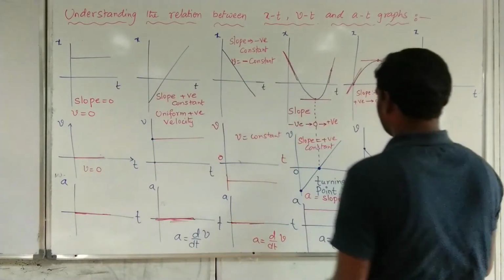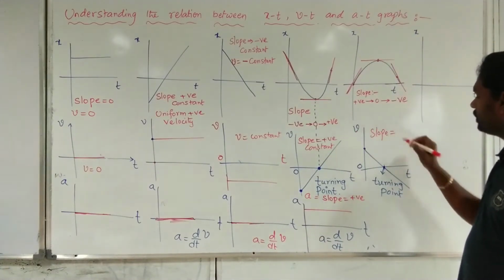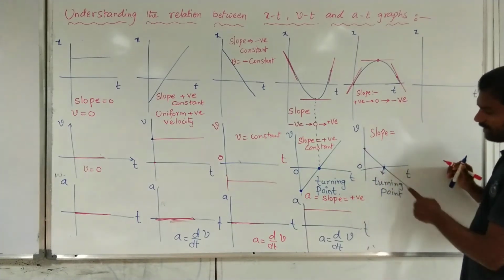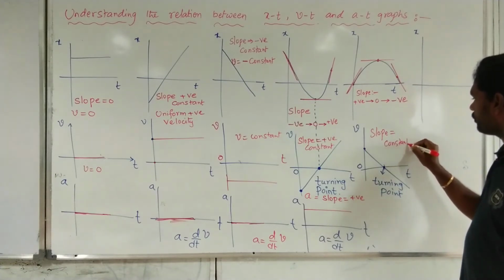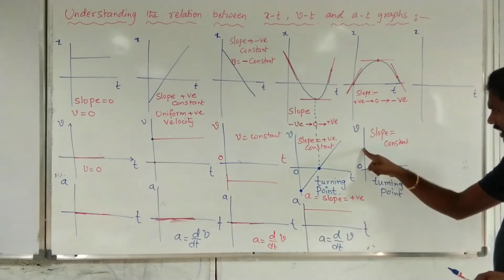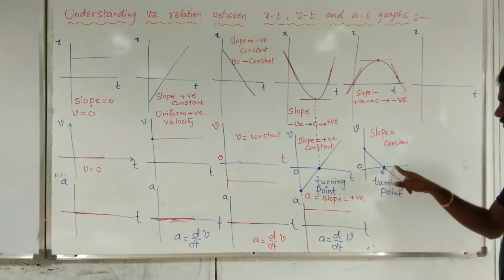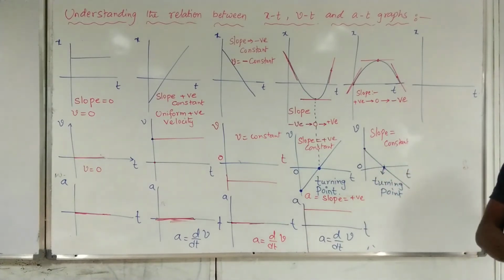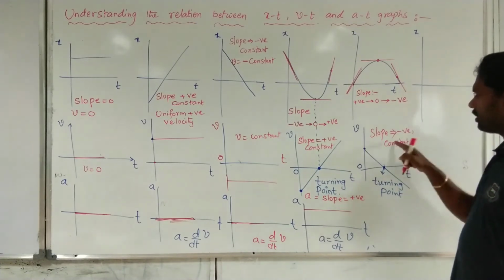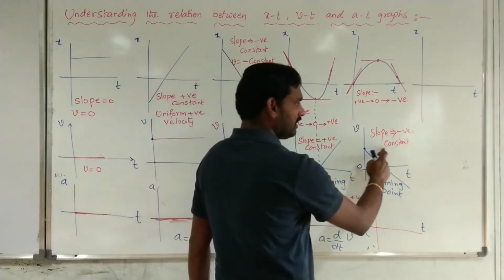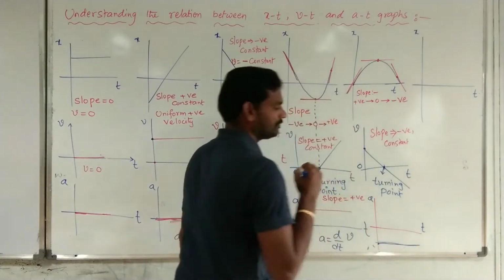See here again, I am taking the slope of the vt graph. The vt graph is a straight line, so the slope is constant. The initial velocity is positive, decreasing, decreasing, becomes 0. As time increases, velocity decreases. That means the slope is negative here. The slope is negative and constant. So acceleration is constant and it is negative. Acceleration is negative constant like this.